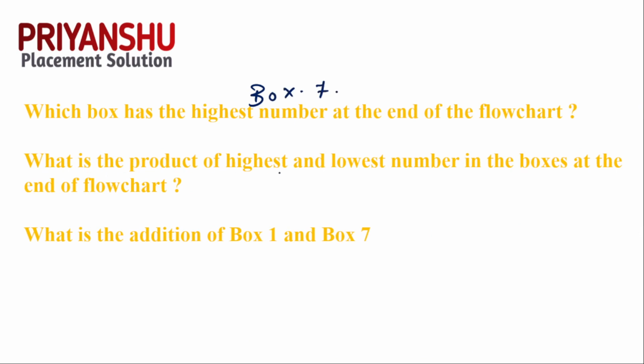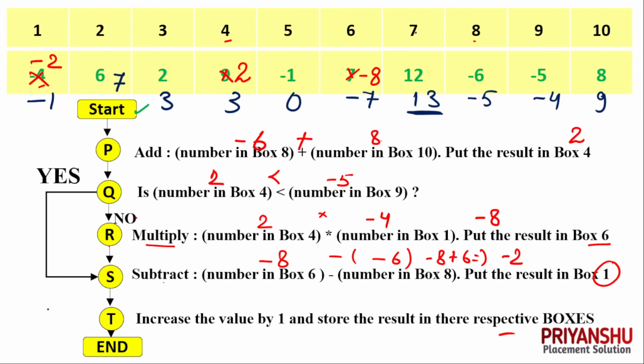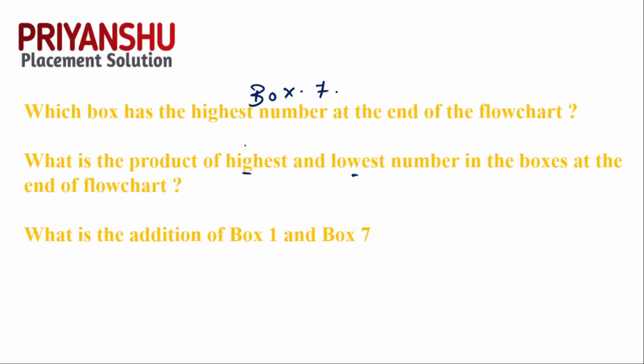What is the product of the highest and lowest number in the boxes at the end of the flow chart? So highest and lowest. The highest is nothing but 13. Clear? 13 multiplied by the lowest, which is minus 7. 13 times minus 7 is minus 91. Clear? So the correct answer is, guys, minus 91 for this question. Let's move to the third.